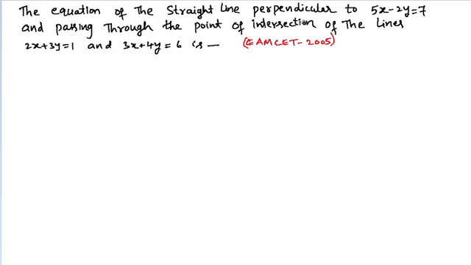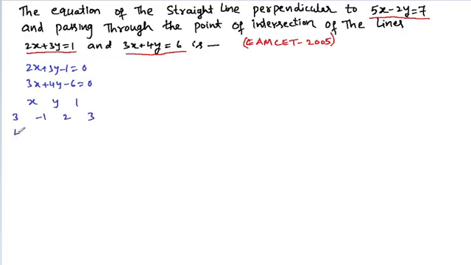Find the equation of the straight line perpendicular to 5x minus 2y is equal to 7, and passing through the point of intersection of the lines 2x plus 3y is equal to 1 and 3x plus 4y is equal to 6. First we find the point of intersection of the lines, that is, the first line is 2x plus 3y minus 1 is equal to 0 and 3x plus 4y minus 6 is equal to 0. That is x, y, 1. Start with the y coefficient, that is 3, minus 1, 2, then 3, 4, minus 6, 3, 4.